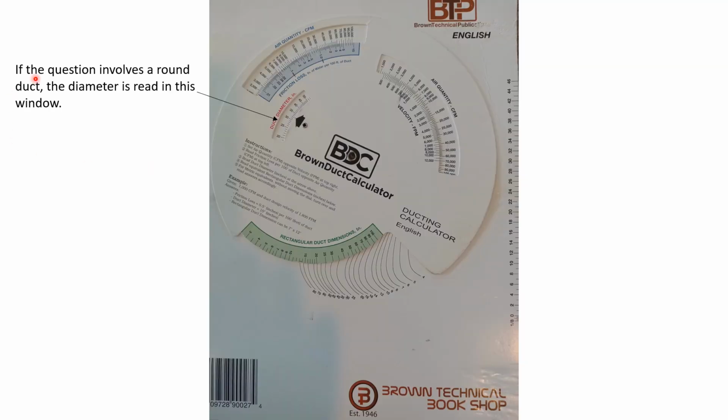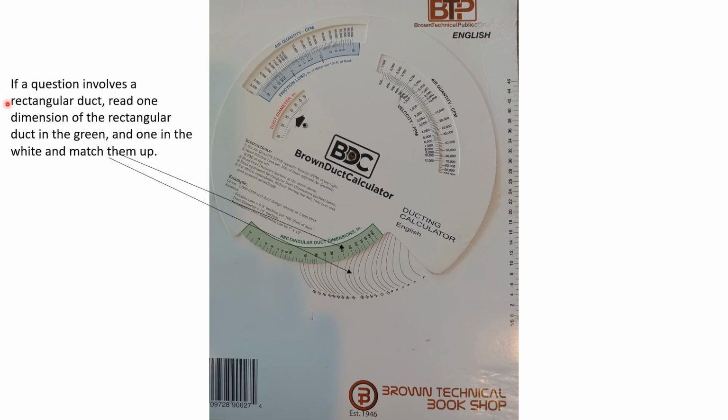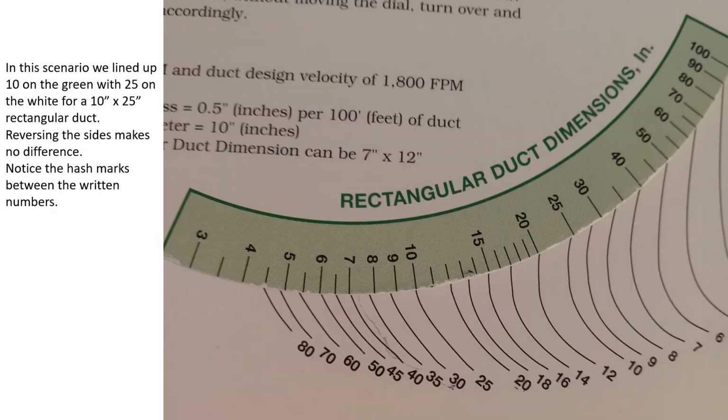Now, if the question involves a round duct, once again, the diameter is read in the red window right here. If the question involves a rectangular duct, you're going to read one dimension in the green and one dimension down here and line them up. Yours might not be green, but that's okay. You line those up opposite each other so they align the two dimensions, the height and the width of the duct, and then you can read everything else once you line those up.